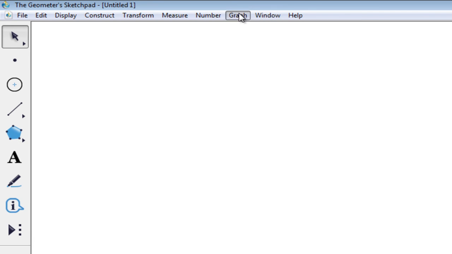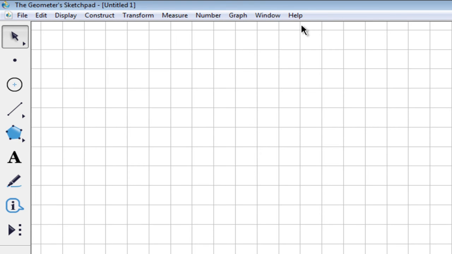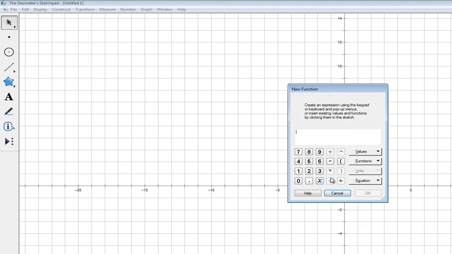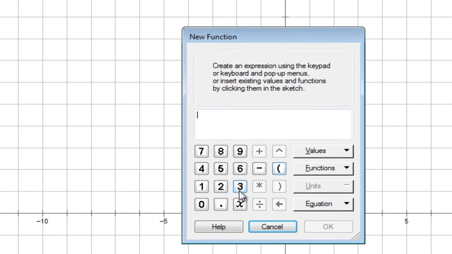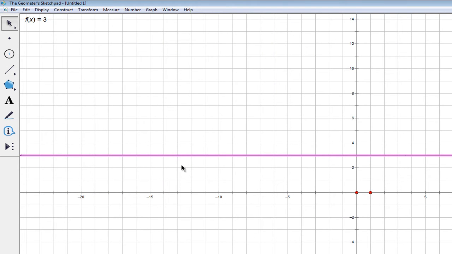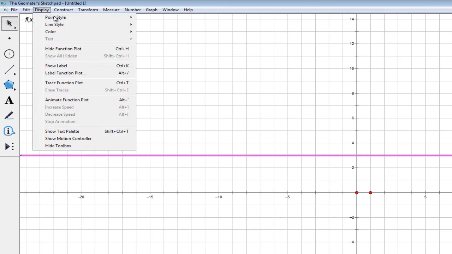Go to window, graph. I want to define a coordinate plane to give myself a graphing plane. Now in order to graph a new function, we're going to go to graph, plot new function, and the first function was just y equals 3, or y1 equals 3. And as you can see, y equals 3 is just a horizontal line through 3.